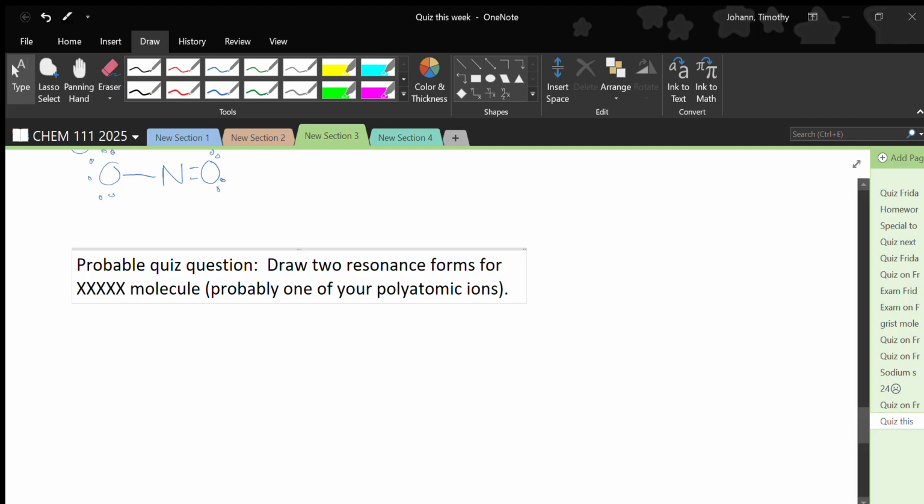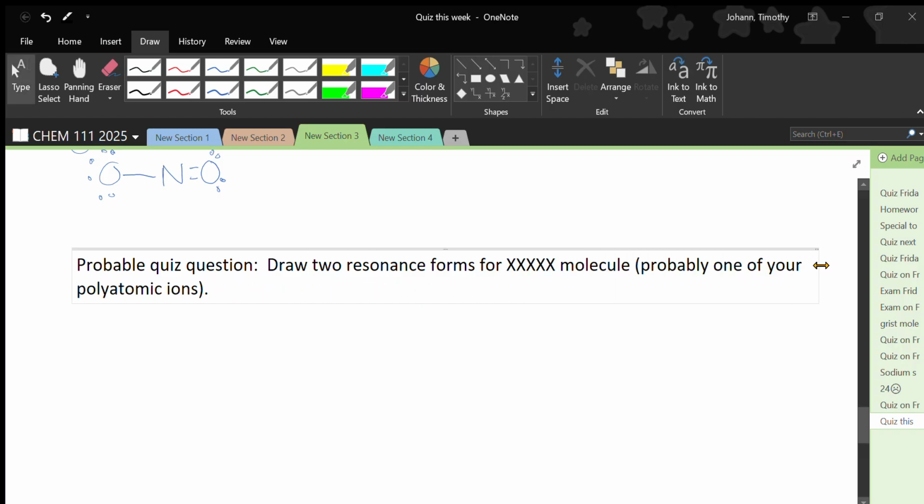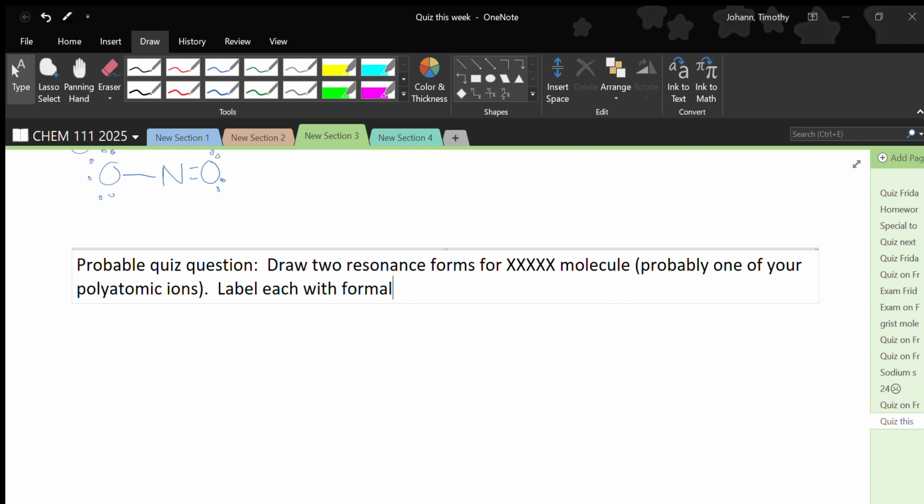I expect you to have those polyatomic ions memorized, but I would give it to you here because I'm not testing whether you've memorized it or not for this question. So draw two resonance forms for whatever molecule. Label each atom with formal charges. Circle the resonance form that is most stable.